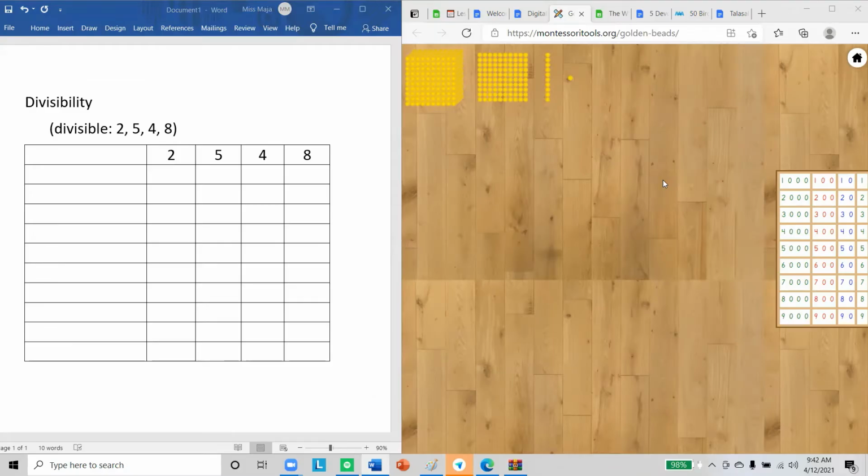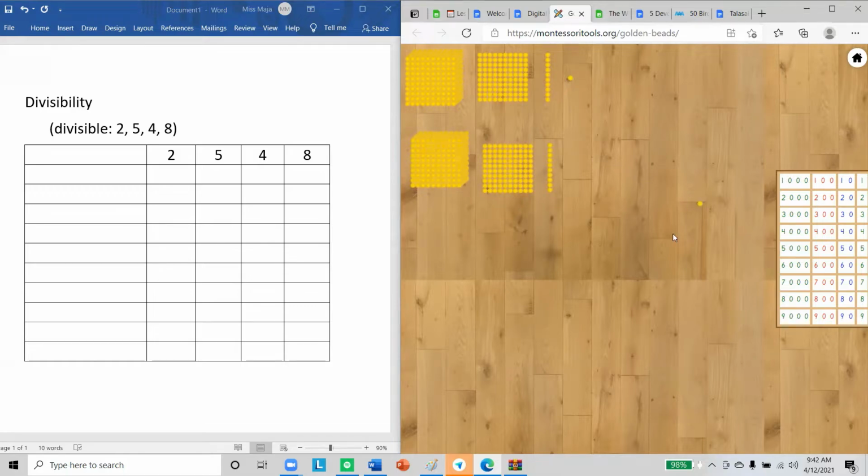I have here a material that we could use. This is the golden bead material. So I have the units, I have the tens, the hundreds, and then we have the thousand. Okay, so this is how they look like. So we're going to start with the unit first.